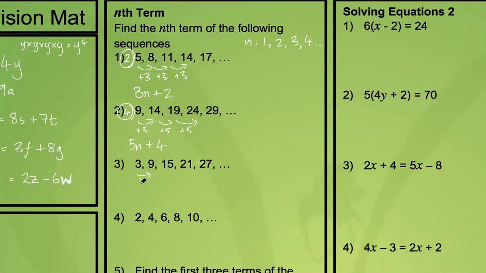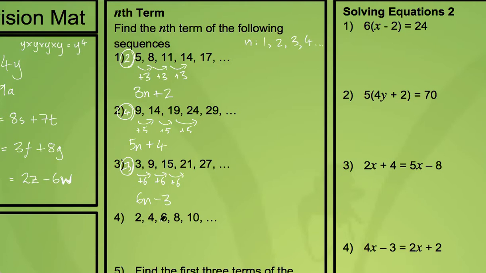In this one, it's going up by 6 each time. Tells me that 6n is involved. 6 times 1 is 6. How do I get from that 6 to 3? I need to subtract 3. Does it work for 2? 6 times 2 is 12. Take away 3 is 9. Yes. 6 times 3 is 18. Take away 3 is 15. Also, if I went back 6 from 3, I would get down to minus 3.